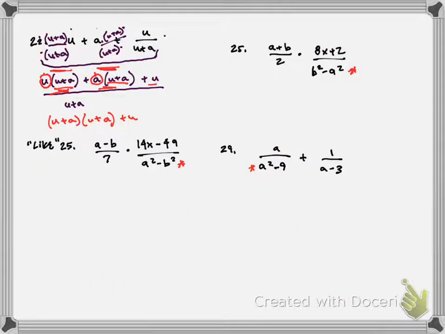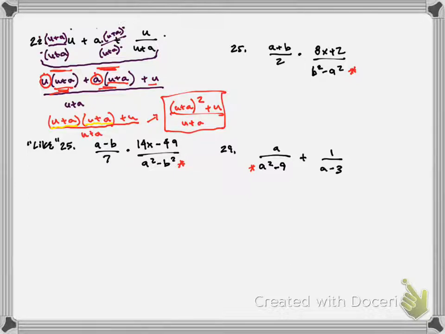Sorry, changed pages on me there. I've got a plus u in my numerator, and in my denominator, I still have a u plus a. Now, next big idea, u plus a multiplied by itself is u plus a quantity squared. So I'm going to call this u plus a quantity squared plus u over u plus a. There's our reduced form. Okay?